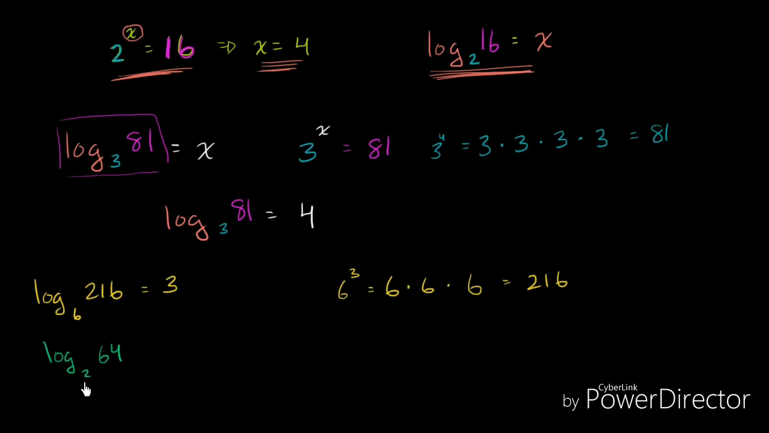Let's try it. We have 2 times 2 is 4, times 2 is 8, 16, times 2 is 32, times 2 again is equal to 64. So 2 raised to 6 is equal to 64. Therefore, log base 2 of 64 is equal to 6.